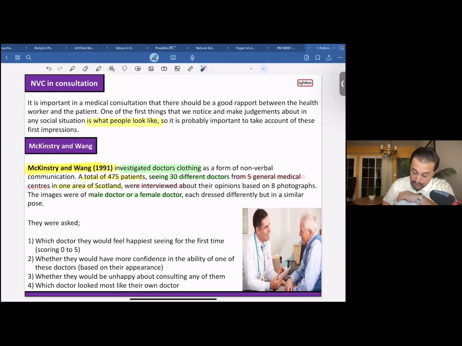Now, they were asked which doctor they would feel happiest seeing for the first time. Do you see quantitative data? This is an example of a Likert type scale.